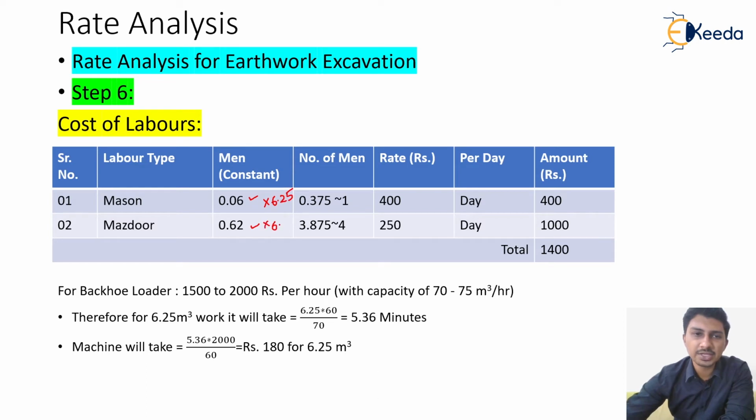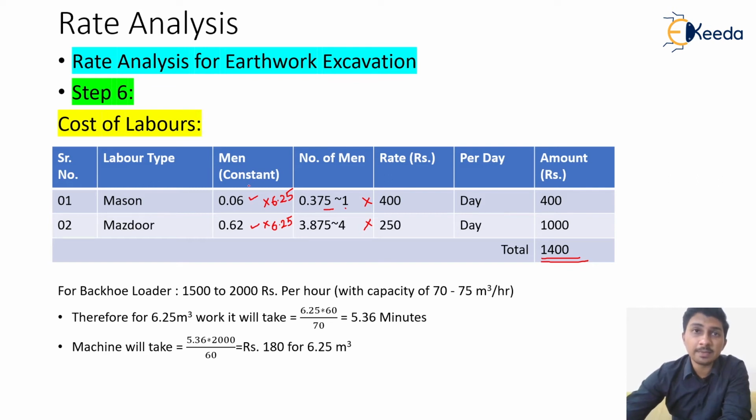As we are going to do 6.25 meter cube, we are going to multiply them, and this is what we have got. But I cannot have 0.375 labor, so I'm going to ask for 1 labor, and instead of 3.875 labor, I'll ask for 4 labors. So I'll just multiply these together: one labor for one mason, that's a mistri for the head, which is going to be 400 rupees per day, and 4 into 250, that is 1000 rupees. The total cost that I am going to need for this excavation will be 1400 to complete that work in a day. Okay, so this was about the labors.